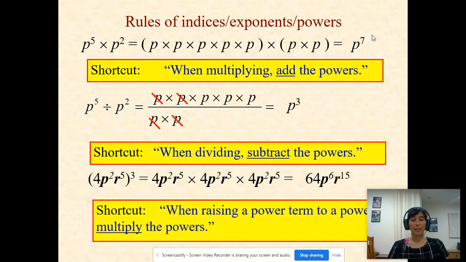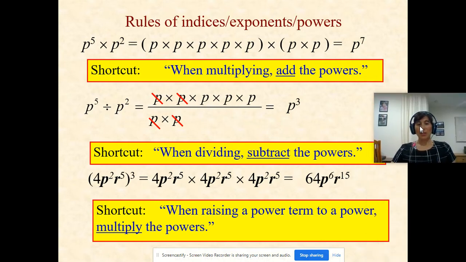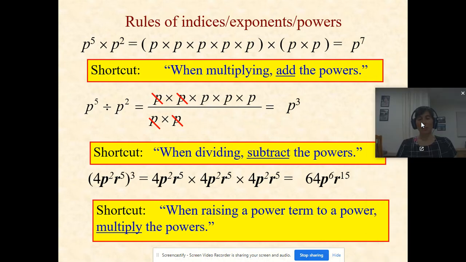So our shortcut there, a fast way we could do this, is when raising a power term to a power, you multiply the powers. So what that's talking about is that we could have gone 4 cubed would give us 64. P squared, so because it's 2 times 3, would give you the 6. And the r to the power of 5, 5 times 3, would give you the 15.